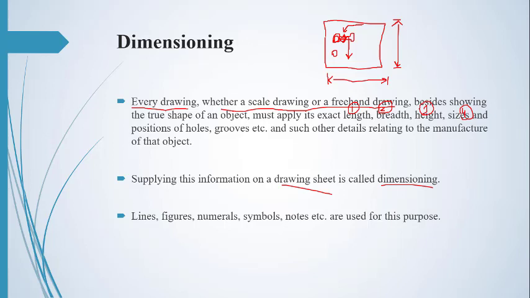Like here is a hole. So in the hole we can draw a leader line and we can attach a note here. For example, this hole has a diameter of 3 centimeter. So this is known as a dimensioning. So the exact length, breadth, height, size, and position of holes, grooves, etc. that can be drawn on the drawing sheet is known as a dimensioning.